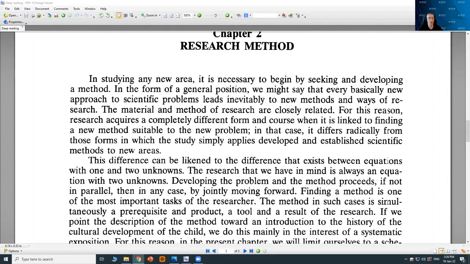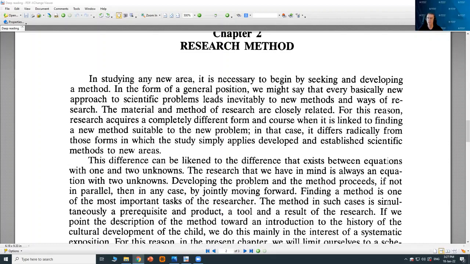And my question is, look at sentence 1. In studying any new area, that's clear. But in the second sentence, he says, every basically new approach. Is it the same? Studying a new area and a basically new approach, is it the same? Not necessarily. Okay, Judy, please.